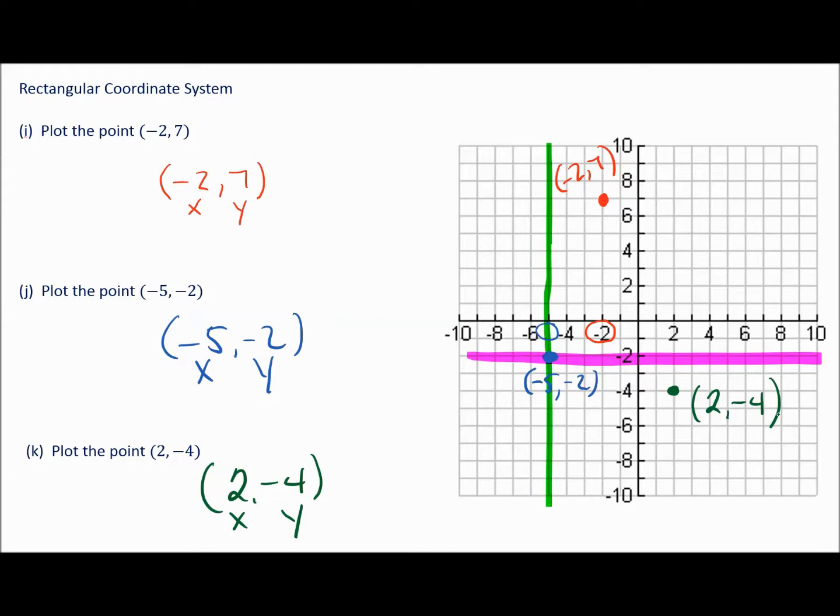If you ever used a road atlas before, it works the same way. You have letters and numbers to locate a city on the map, like L5. So you would go across to L, and then you would go down to 5 to find that point on the map. This is the same idea, except we're using all numbers.